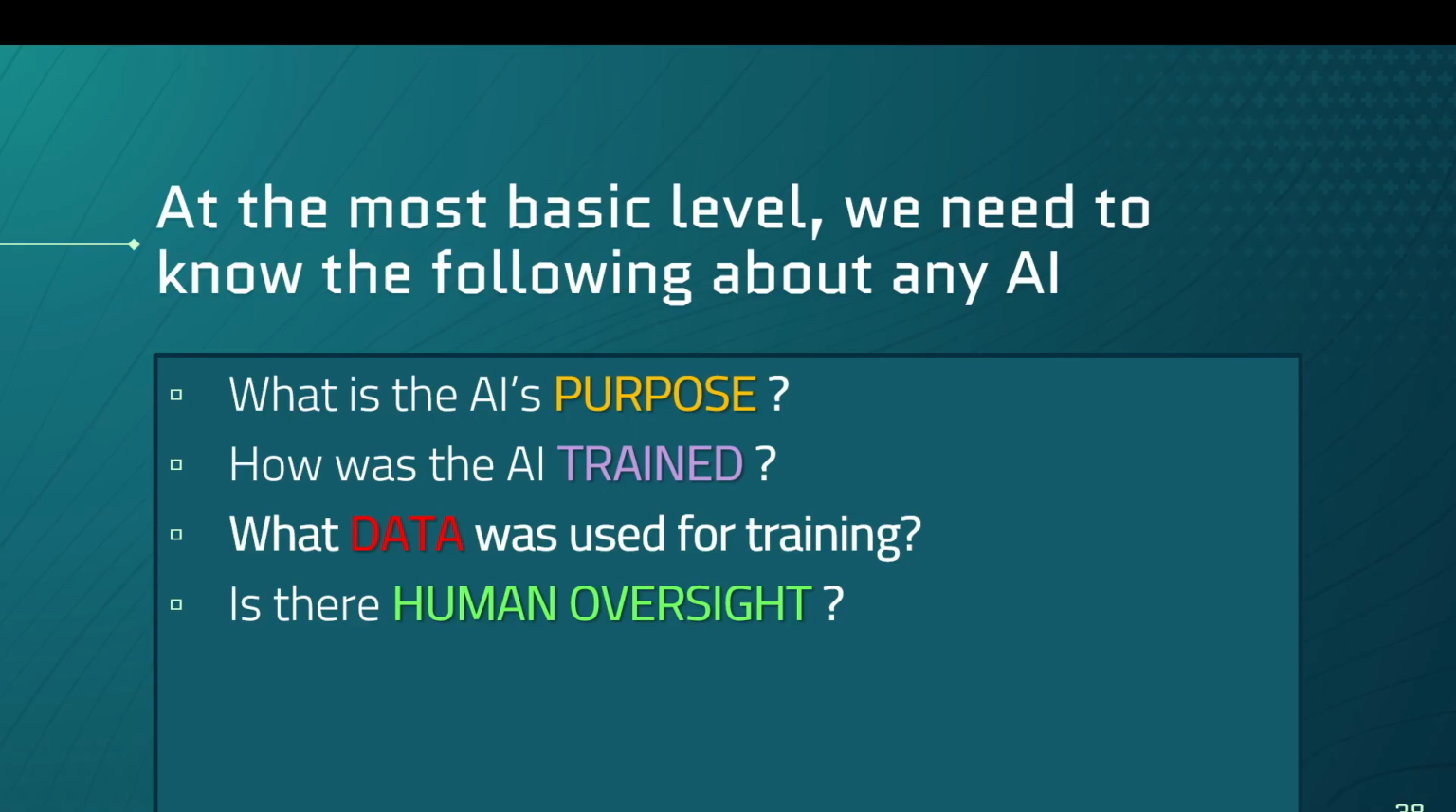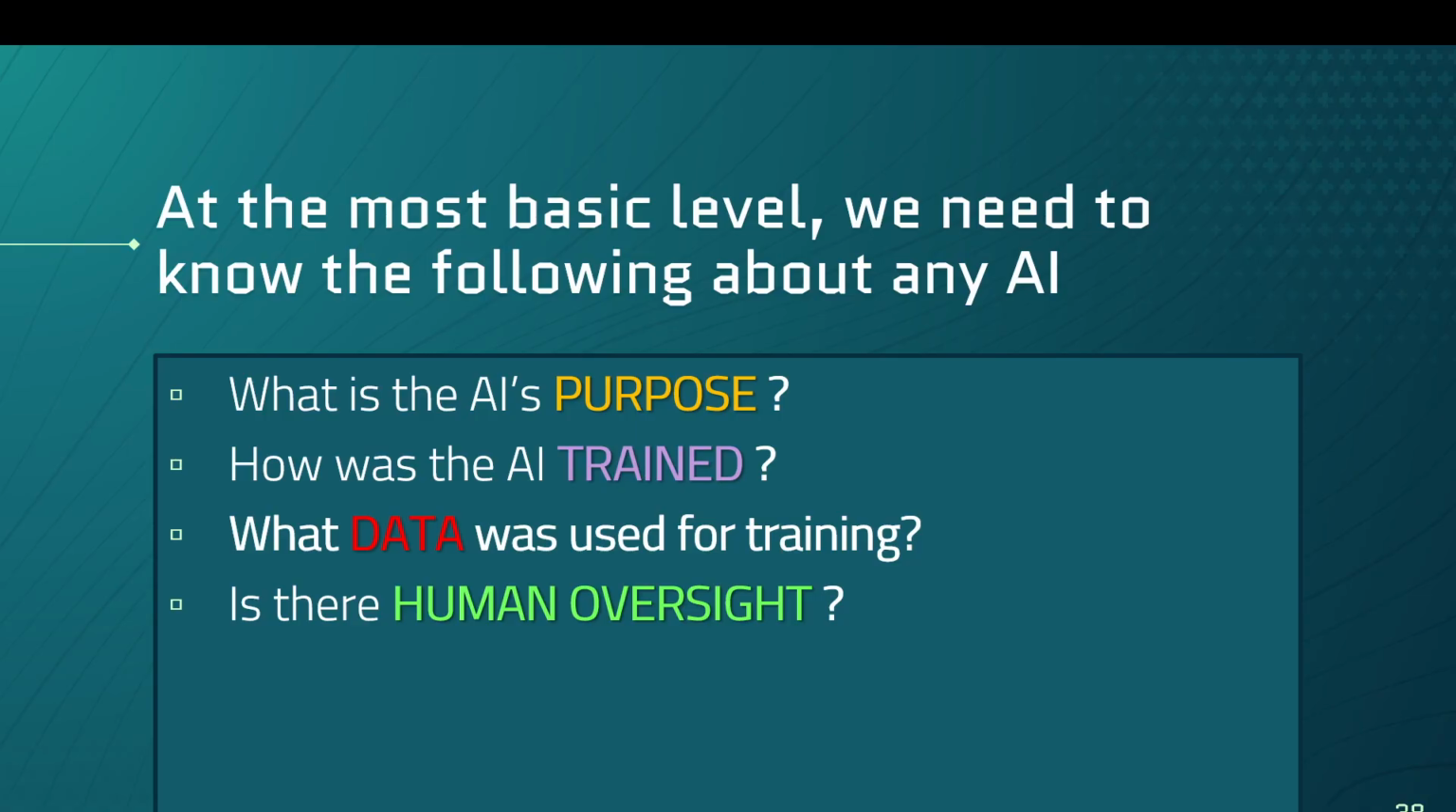You need to know how the AI was trained. Different training methods are going to cause different types of problems, biases, and performance. You need to know the data that was used. If you don't know the data that was used, there is no way you can really interpret whether it's a good or a bad model.